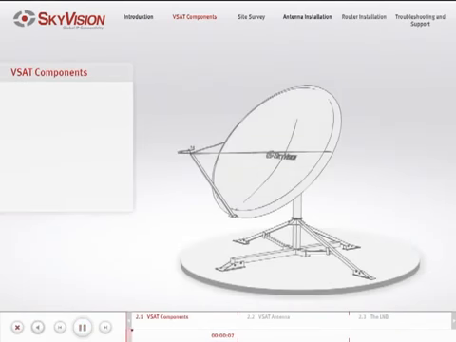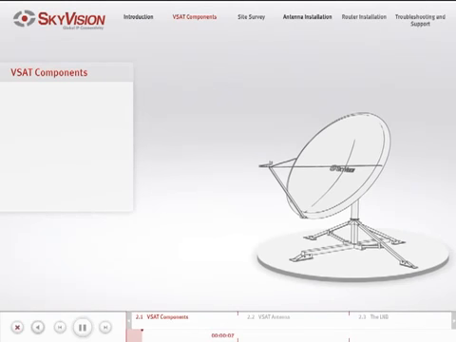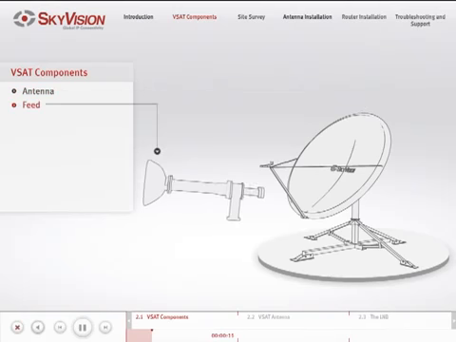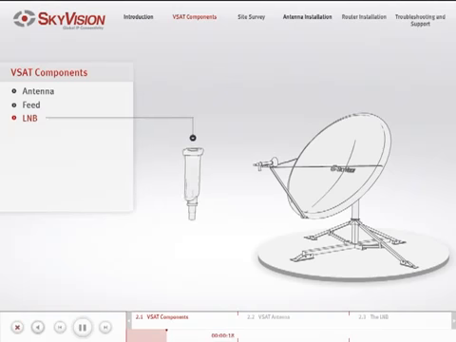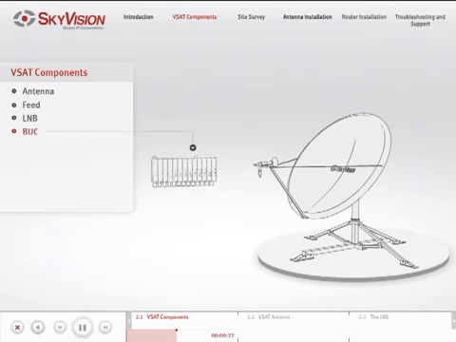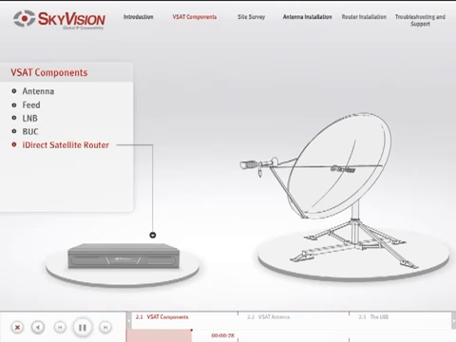In this chapter, we will examine the various components that make up a complete VSAT. The antenna, feed, LNB, BUC, iDirect satellite router, and IFL cables.